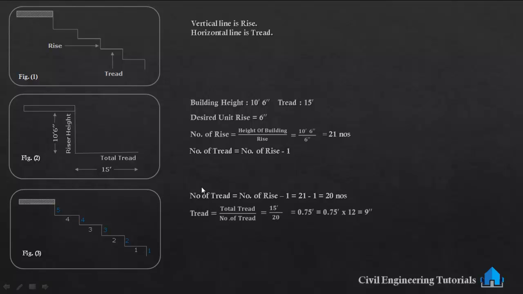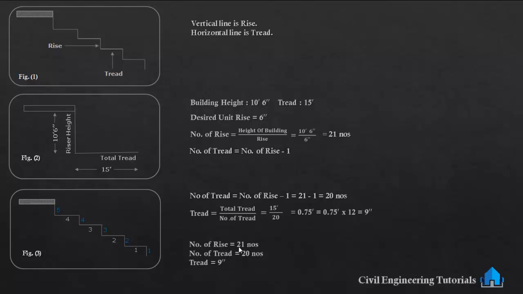Now tread is equal to total tread divided by number of tread. So total tread is 15 feet divided by number of tread, 20, is equal to 0.75 feet. So we are going to convert it into inch. So 0.75 feet times 12 is equal to 9 inch.